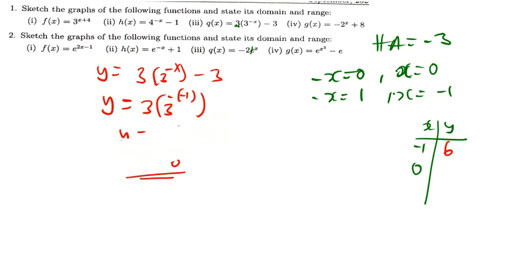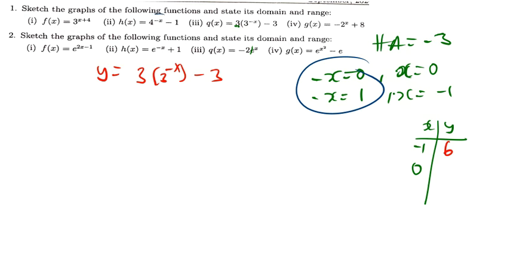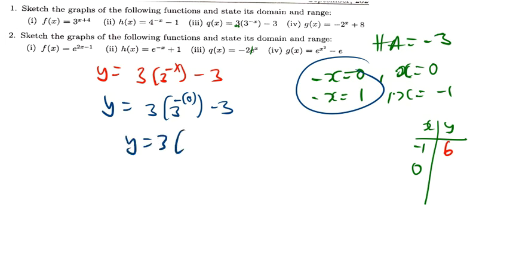What if I put 0? The way I've done this one, guys, is basically the same thing we're going to do there. Y is equal to 3 raised to the power negative x, so there I put 0. 0 times negative is just 0. So y is equal to 3 to the power 0, and any number to the power 0 is 1. So y is equal to 3 minus 3, 0.